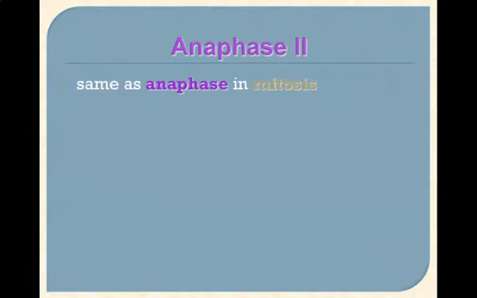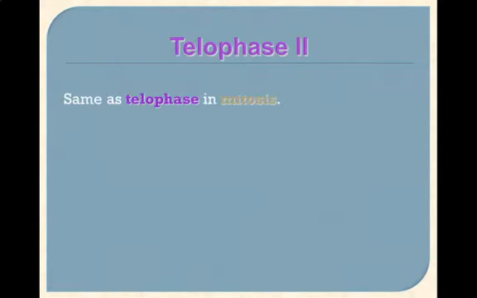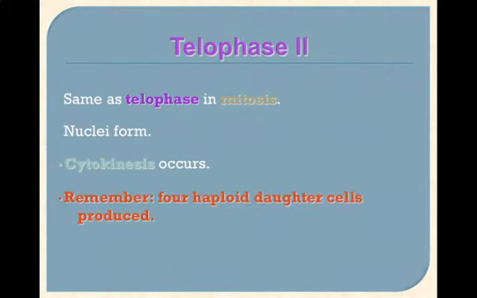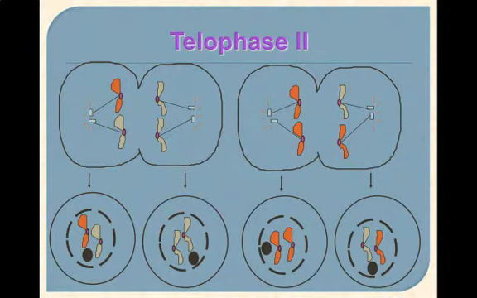And then anaphase 2 is where the sister chromatids are going to separate. Remember, in anaphase 1 we separated the homologous chromosomes, the X's. Now we're separating the chromatids, the lines. Then telophase 2 is the same as telophase in mitosis. The nuclei reform, cytokinesis occurs, and we end up with 4 haploid daughter cells that are produced. These are going to be our gametes, our sperm or our egg. So this is what telophase 2 would look like. We have 4 genetically different haploid cells.